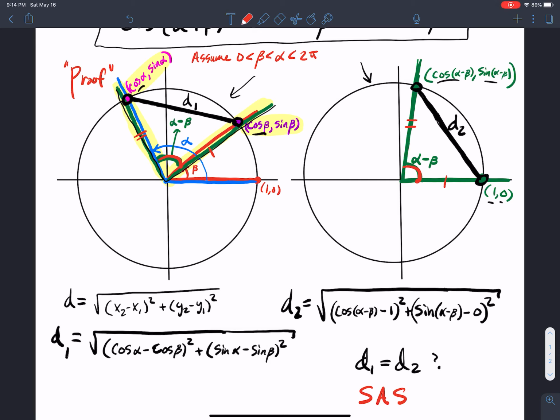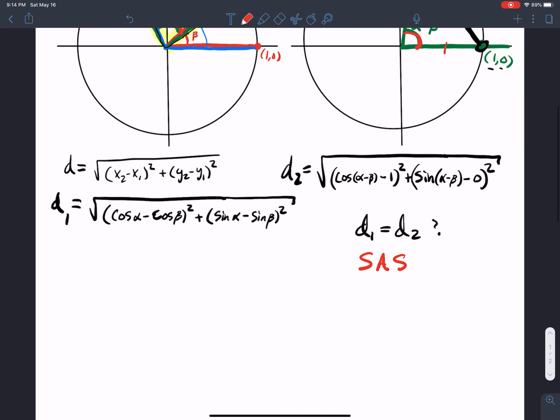Therefore, what does that tell us? That tells us that D1 has to be the same as D2. Okay? So, using those properties, we have proven that those two are equal to each other. So all we've got to do now is set those equal to each other and see what we get. So I'm going to set them equal.